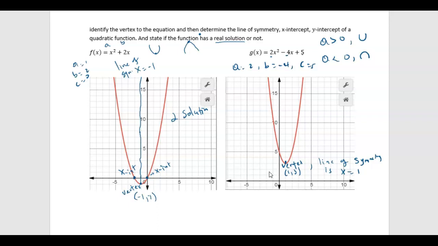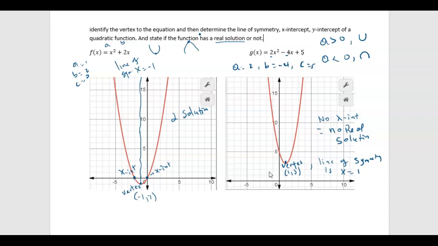Now, x-intercept. Do we have any x-intercept? No, we don't have x-intercept. There is no x-intercept here. So if there is no x-intercept, that means there is no real solution. No x-intercept means no real solution. Okay, no real solution. So there was no solution here.